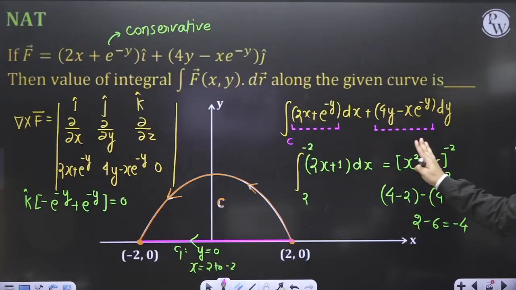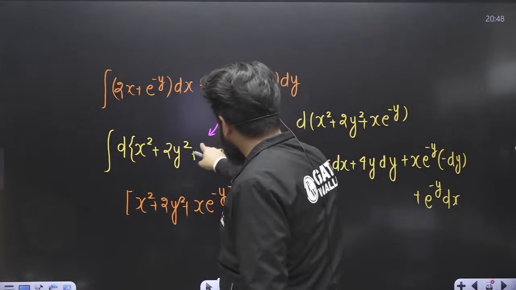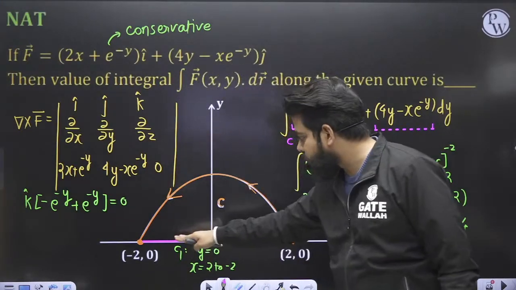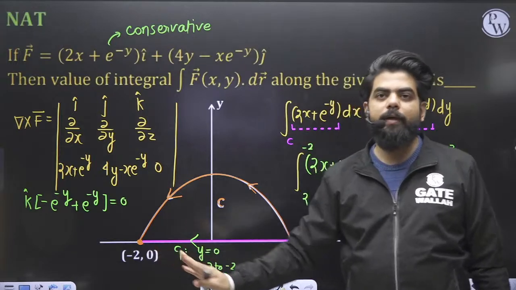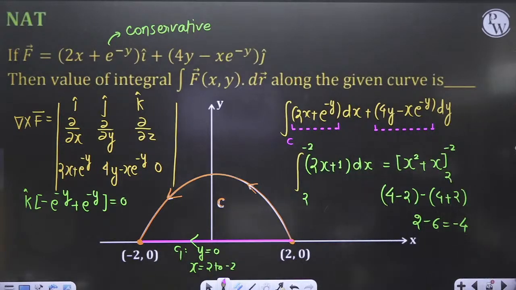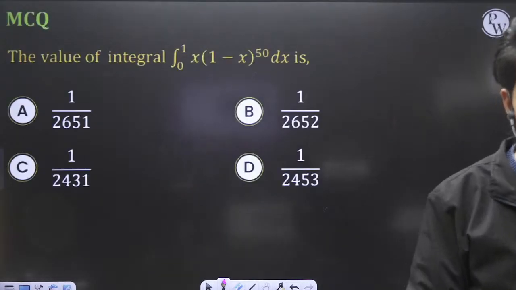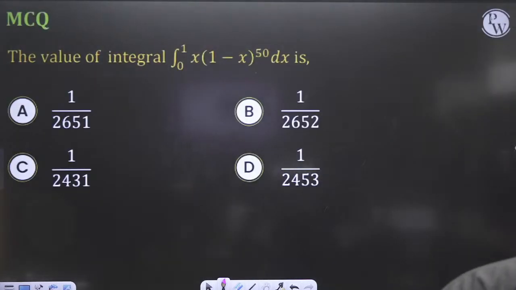But even if we are not able to write the differential coefficient like this, since it is conservative, we can always follow the simplest possible path, which is a straight line, and along the straight line we can solve this question. Done? Should we move on to the next question? Okay, this is the next question. Basic integration question, okay?